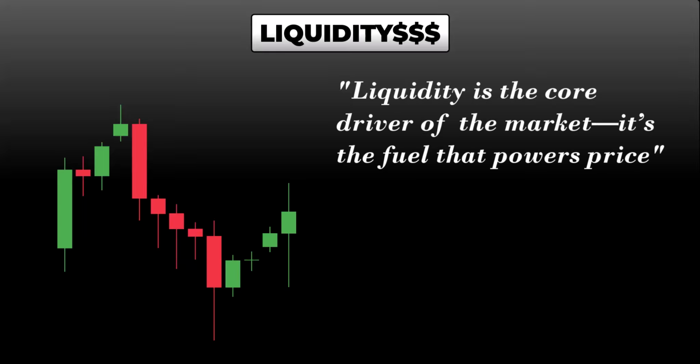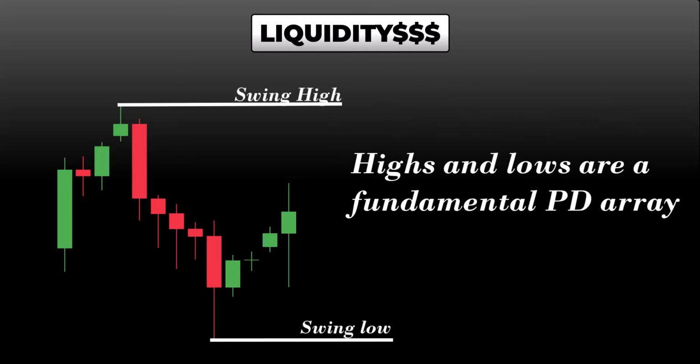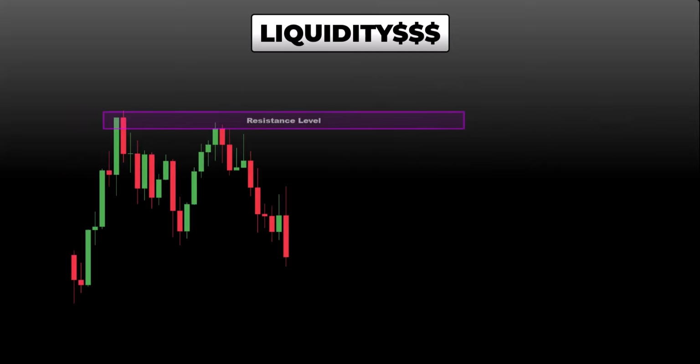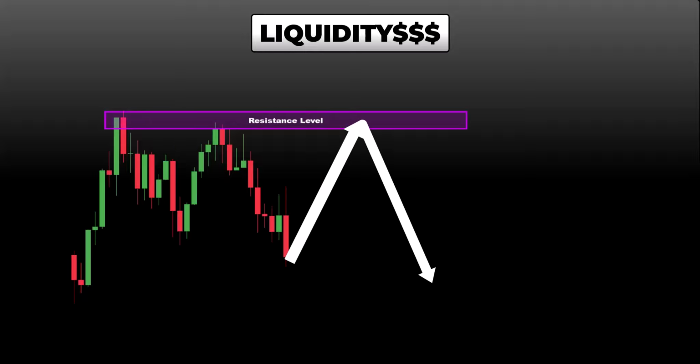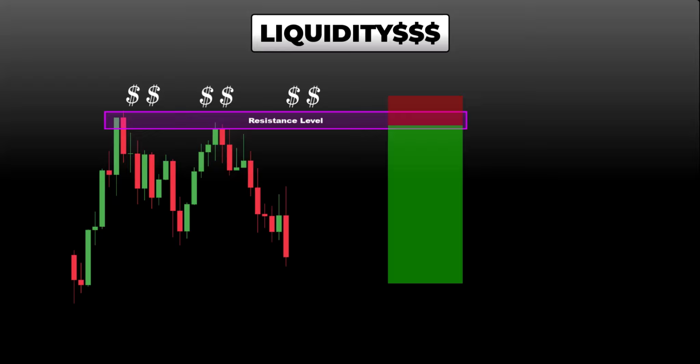Liquidity, as a PD array, is the core driver of the market. It's the fuel that powers price. In PD terms, highs and lows are a fundamental PD array. Picture a resistance line on your chart. Most traders assume price will respect this level in reverse, but what's really above that resistance? We have clusters of stop orders waiting to be taken.